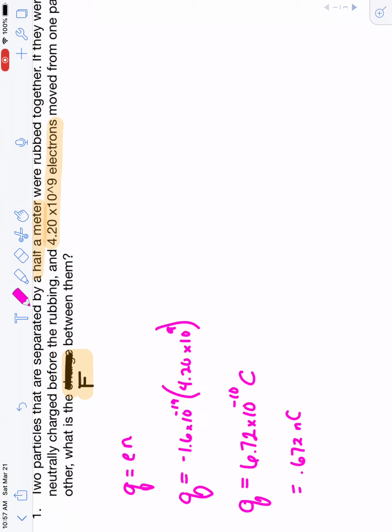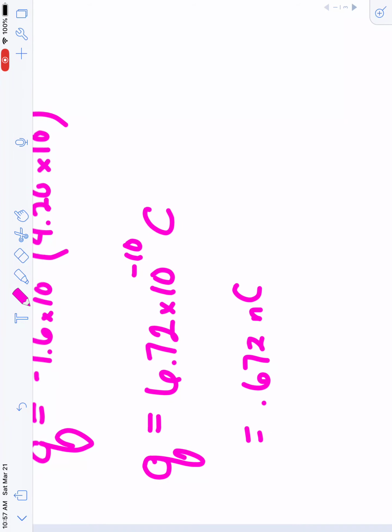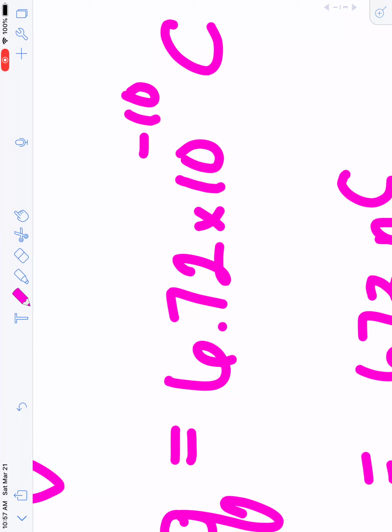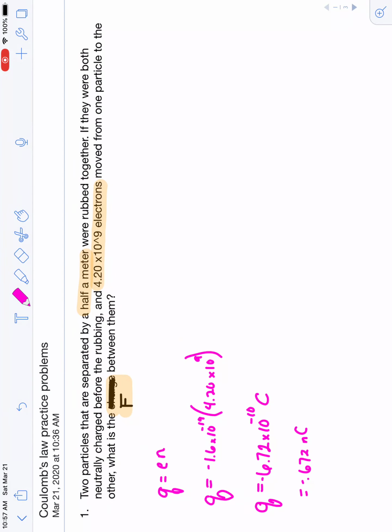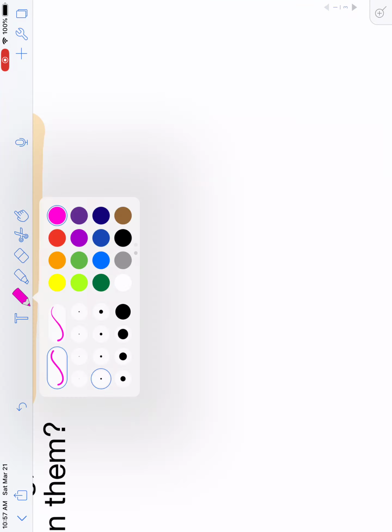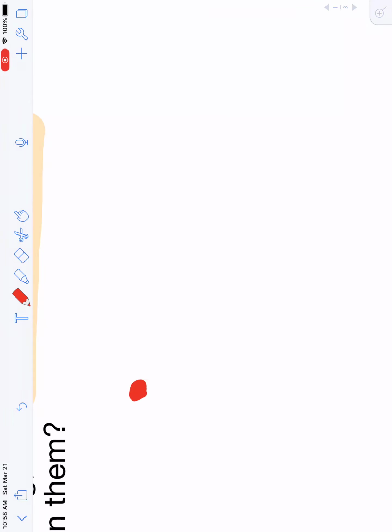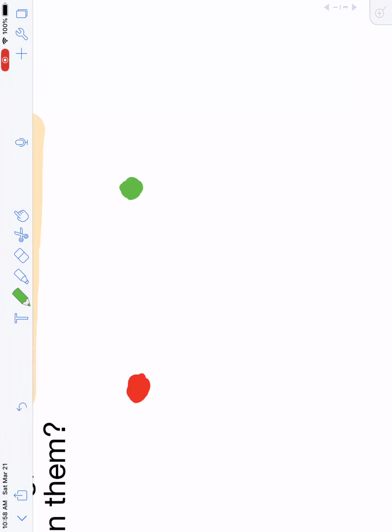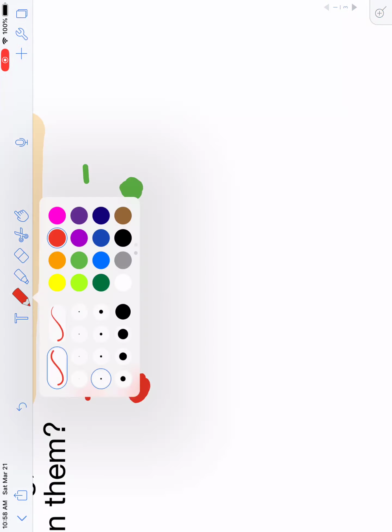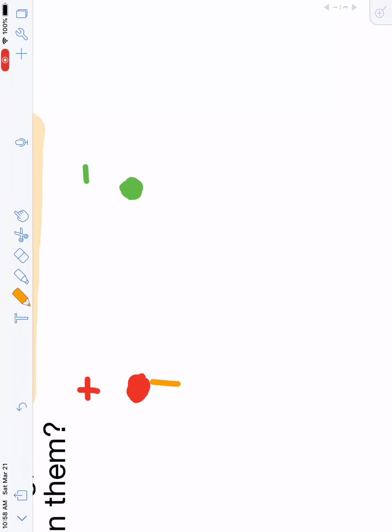Now, I made a slight mistake. This number technically should be negative because the charge is for the electrons that moved over. So let's draw 2 particles here. We'll have a red particle because one particle is going to end up being positive, and negative will be green. Christmas colors. So this is negative, and we'll do red as positive. They are 0.5 meters apart.